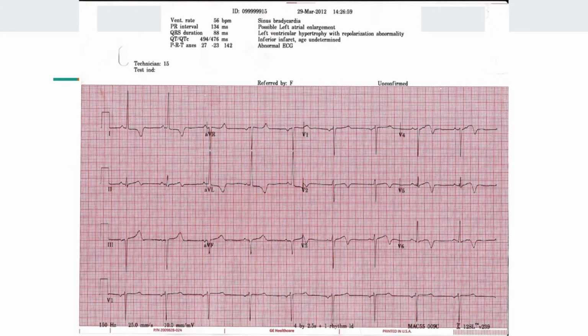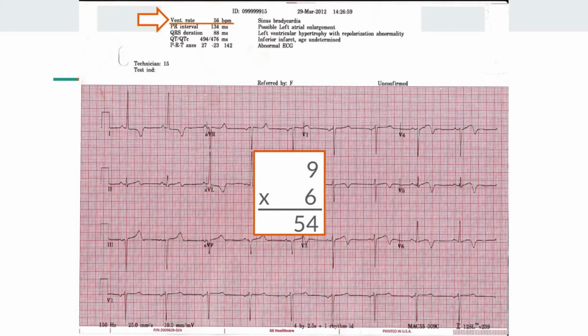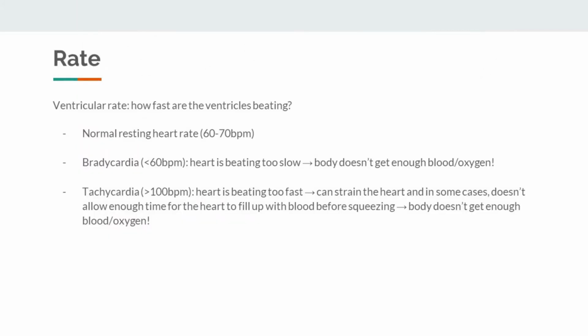If you want to be like a normal human being, you can just look at the top left corner of the EKG and see what the EKG machine determined to be the ventricular rate. In this case, it's 56 beats per minute, which is pretty close to our approximation of 54 beats per minute from earlier. Most of the time, the EKG machine does a pretty good job of calculating the ventricular rate correctly. Normal resting heart rate is somewhere between 60 and 70 beats per minute for most people.